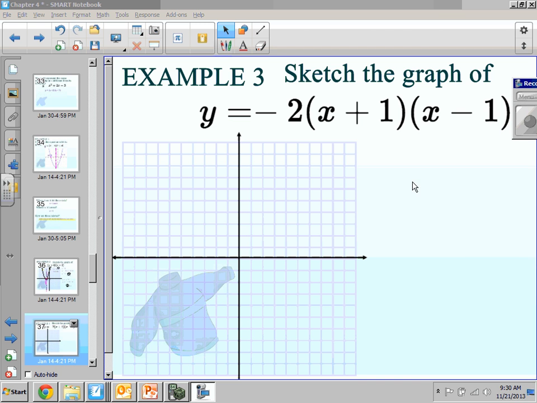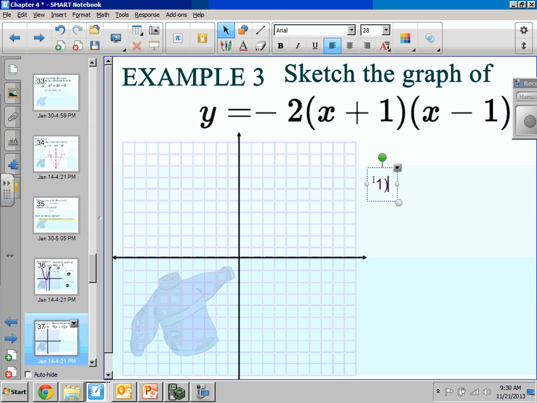So taking a look at this, I can first focus on my intercepts. So my intercepts are going to be at the roots of this equation. So what will make y equal to 0? So that's going to be x equaling -1 and x equaling 1. So here are my intercepts.